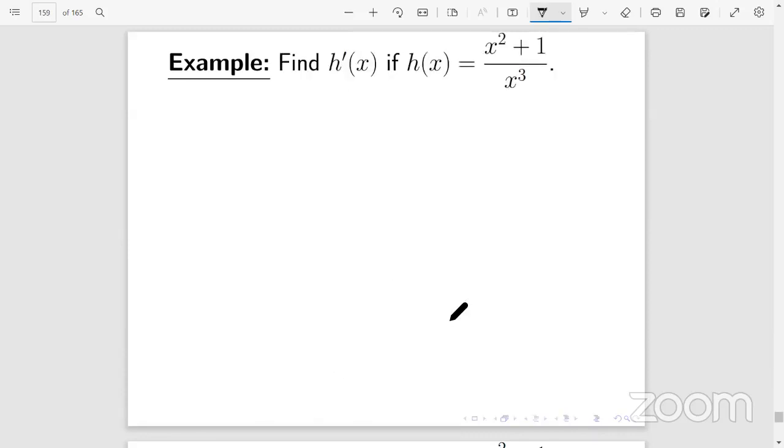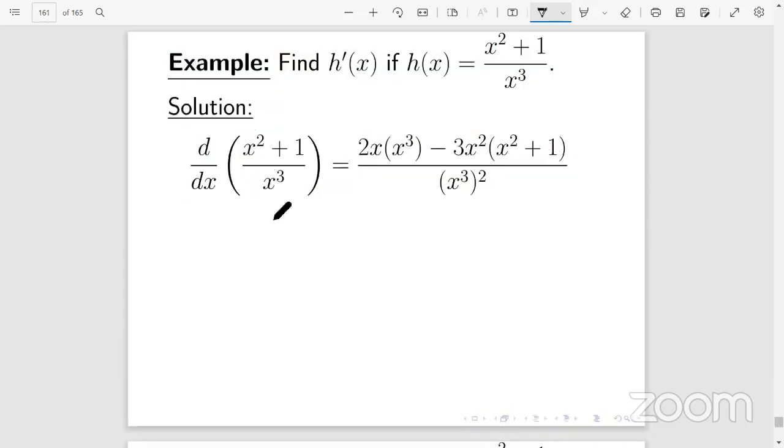Let's try the last example. The numerator, you have x squared plus 1, denominator, you have x cubed. So remember that you can't simplify this, so we have to use the quotient rule. So remember the quotient rule: keep the denominator constant, differentiate the numerator, minus numerator constant, differentiate the denominator, all over denominator squared.